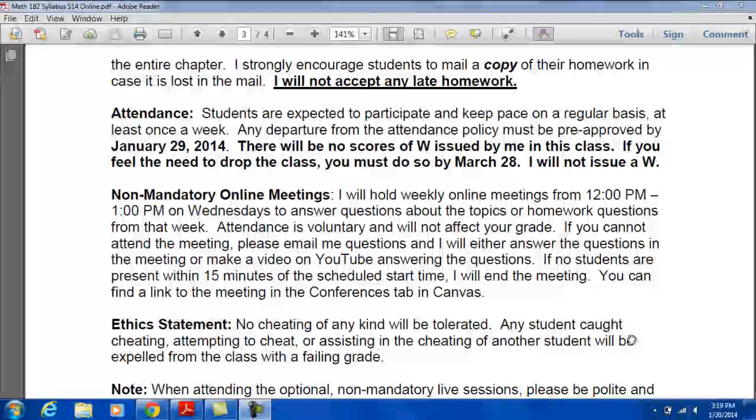Attendance. Students are expected to participate and keep on pace with the class. There's no attendance, though. There's no time you have to be anywhere. So if you're not going to be able to keep up with the class, you probably shouldn't be with the class, because once you get behind, it's hard to catch up.